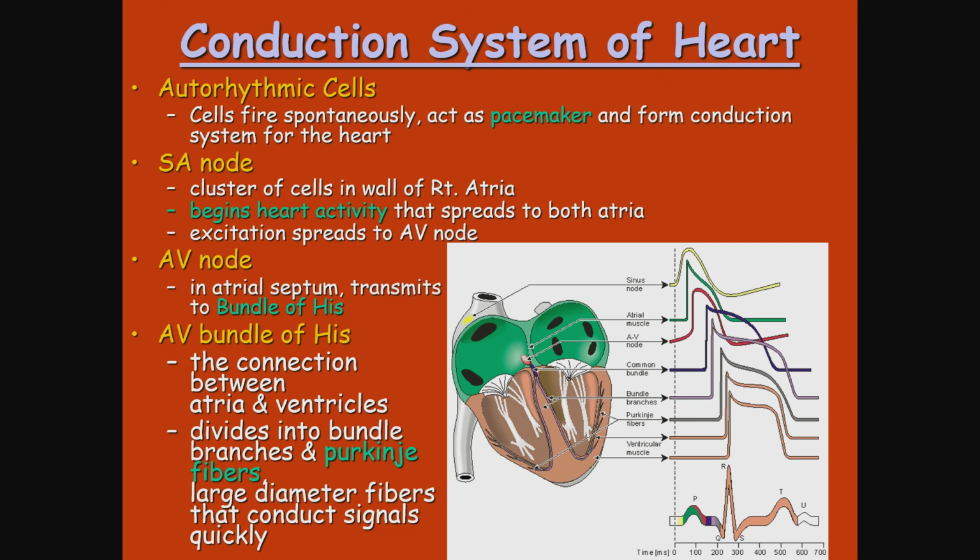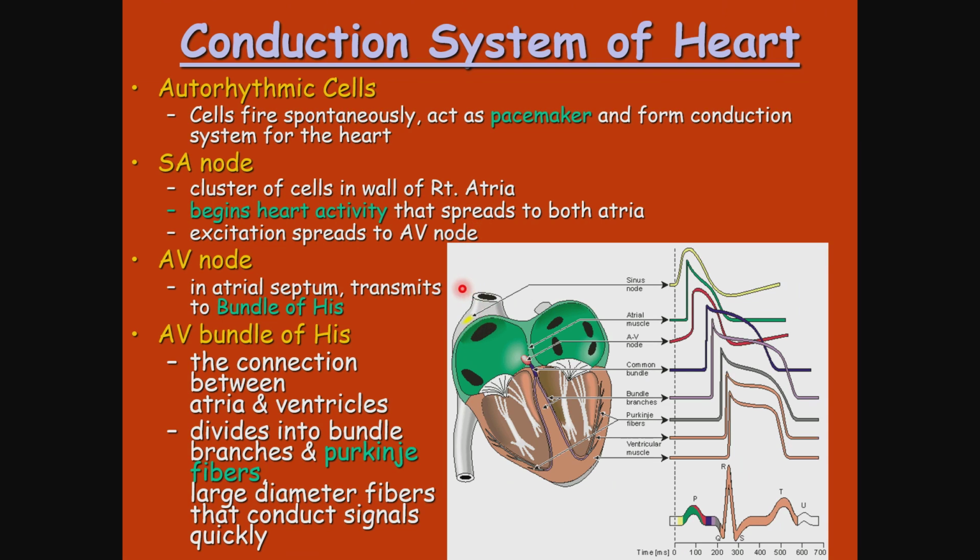The conduction system of the heart: first of all, our heart cells are considered autorhythmic cells. That means that they fire spontaneously, they act as a pacemaker, and they form the conduction system for the heart. So let's talk about this system. The first part is called the SA node, and it would be great if in the heart there was just a little yellow dot and you could be like, oh, there's the SA node. But in all actuality, it's just a cluster of cells in the wall of the right atrium.